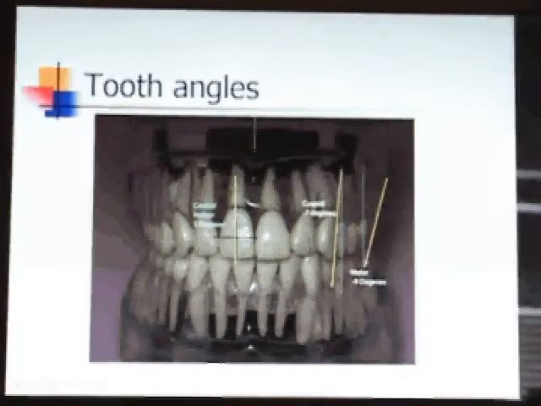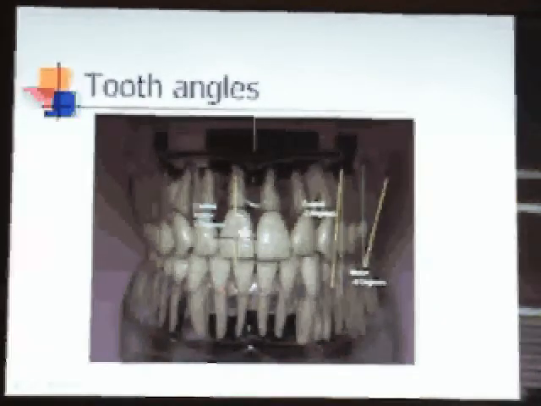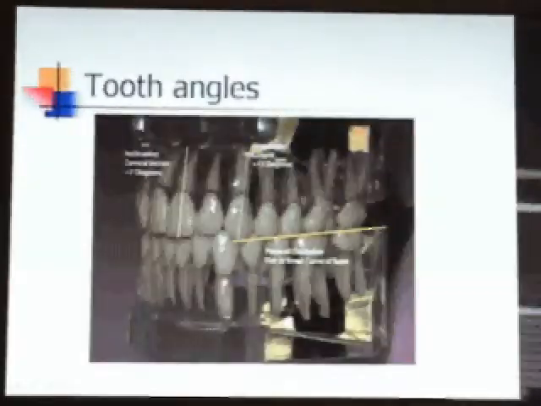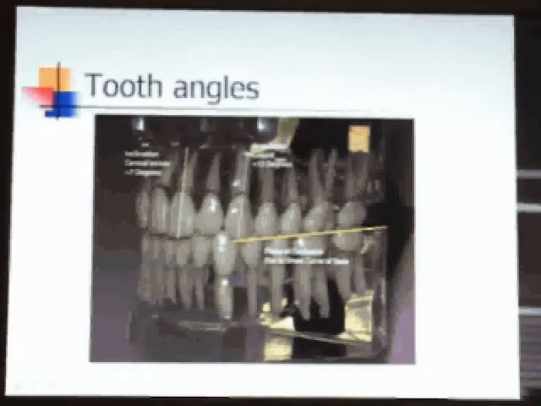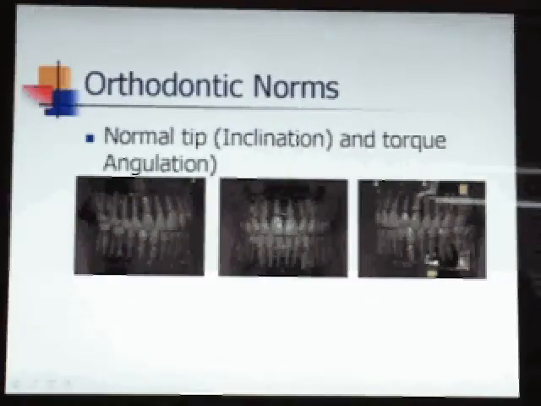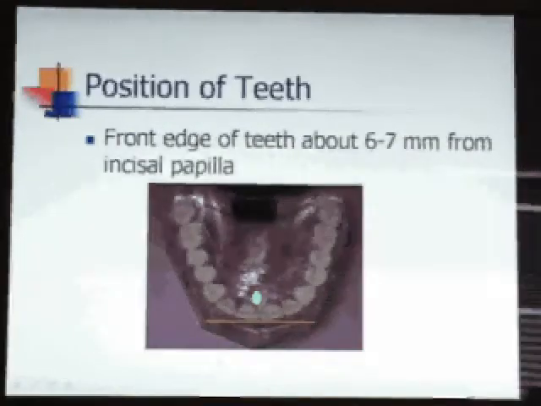In other words, from the central to the cuspid, the roots angle a little bit more as they go distally. The inclination of the angles from the cuspid to the second molar angle to a negative degree as they move distally. The central incisor has an inclination of about 7 degrees. The cuspid has an angulation of about 11 degrees. And according to Andrews, there's a flat curve of Spee. By studying the angles of normal occlusion, you can produce natural aesthetics. The teeth can be set perfectly straight without that artificial look. The position of the 2 central incisors, the front edge of these teeth, is about 6 to 7 millimeters from the incisal papilla.